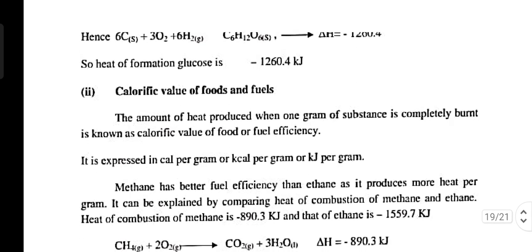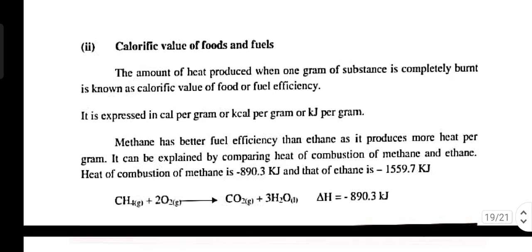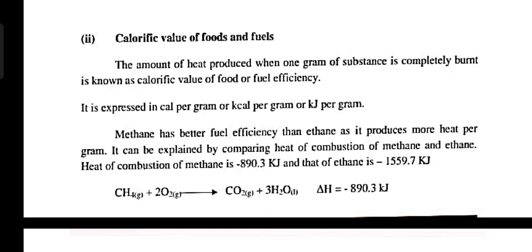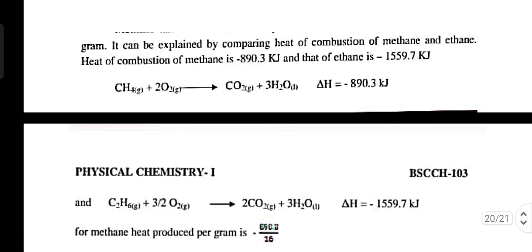Methane has better fuel efficiency than ethane as it produces more heat per gram. It can be explained by comparing heat of combustion of methane and ethane. Heat of combustion of methane is minus 890.3 kilojoule and of ethane minus 1559.7 kilojoule. Methane plus oxygen give carbon dioxide plus water. Heat of enthalpy, heat of calorific value is minus 890.3 kilojoule.